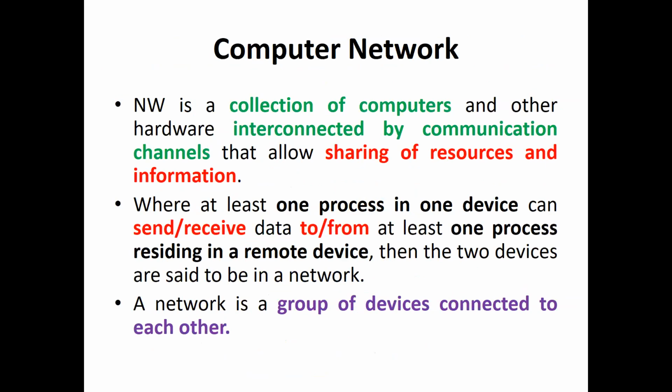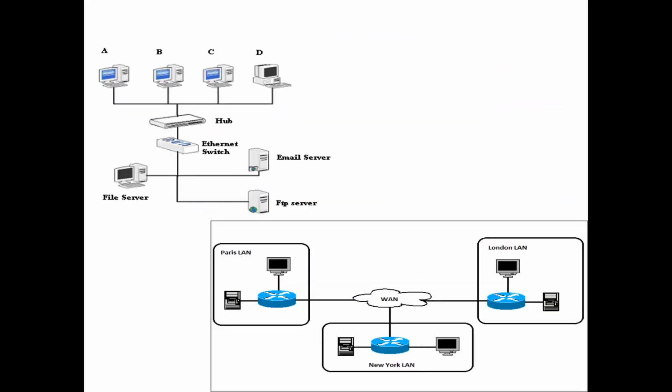Networking, as I said earlier, is to share the resources. When the computers are grouped or connected together, it is called a network. This is an example for network. You have computers A, B, C, D, all connected using a hub. Then it is connected to Ethernet. Then on the left hand side, you see there is a file server. On the right hand side, you have email server, and below that you have FTP server. So 3 servers are there and 4 clients are there.